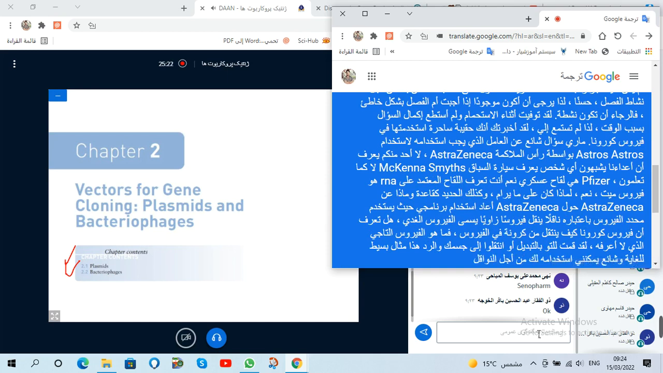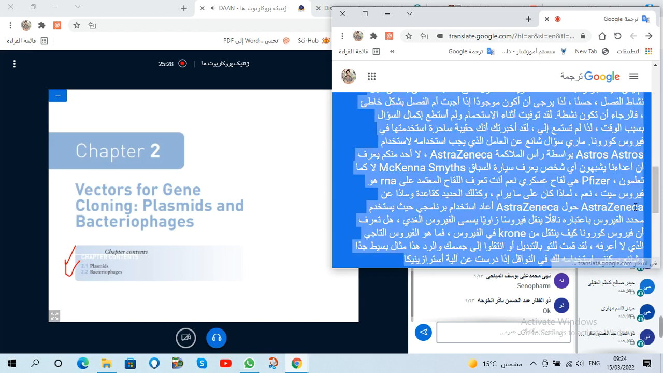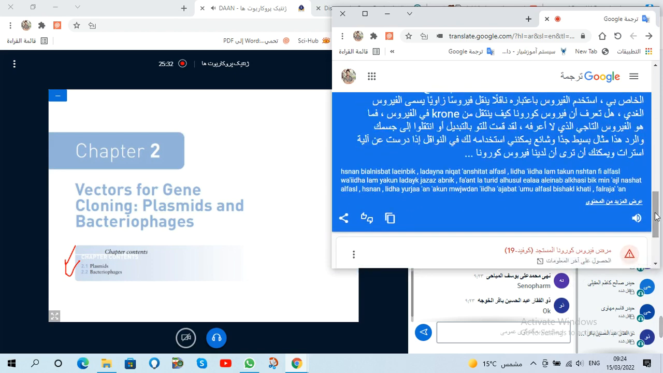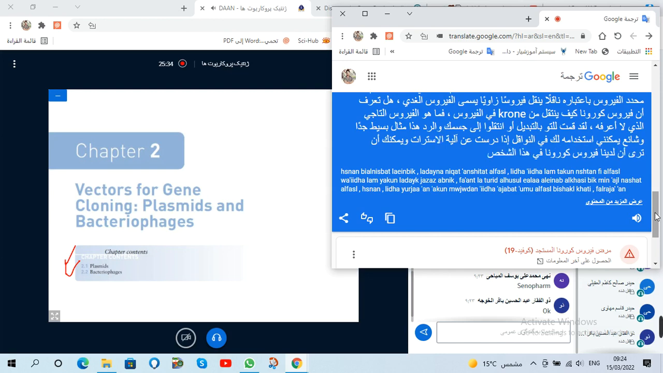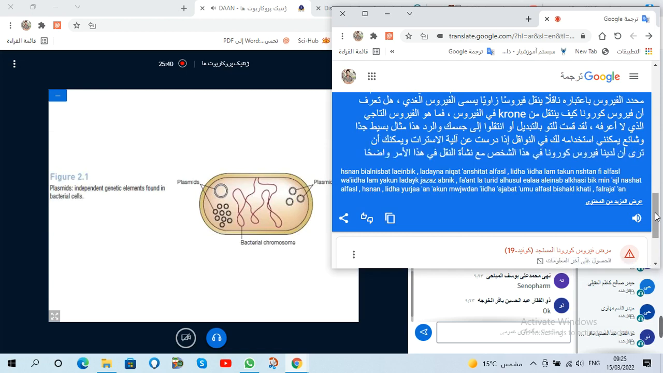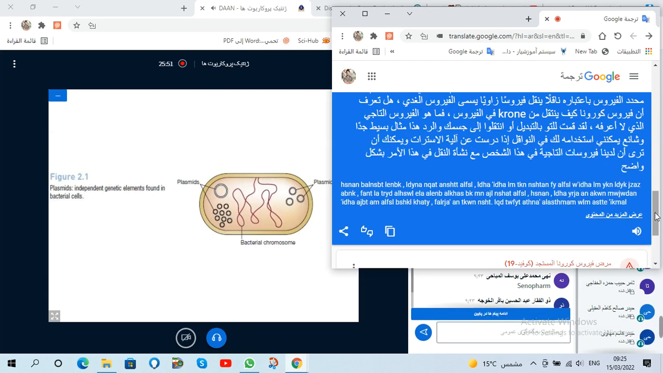So if you study the mechanism of AstraZeneca, you can see we have adenovirus in this vaccine, into which we transfer our gene. Is it clear? Okay, thank you.